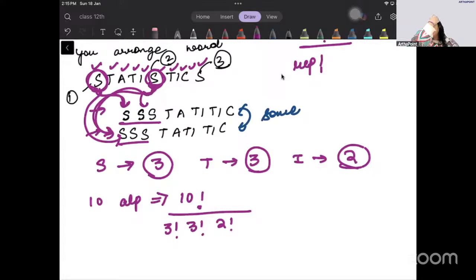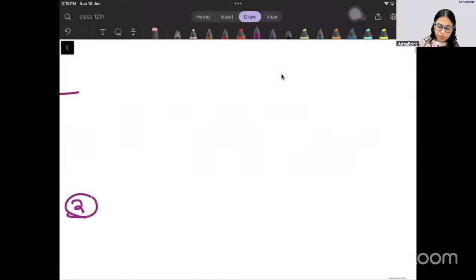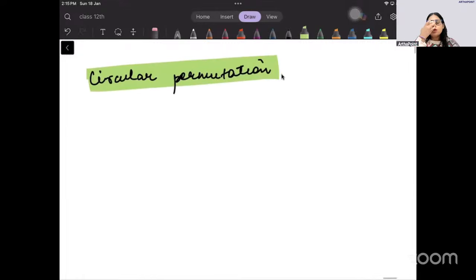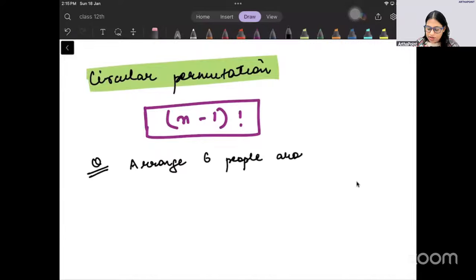Now the next thing that we can look at here will be circular permutation. When we talk about arrangement around a circle, the formula is n minus 1 factorial. Meaning, suppose the question says arrange 6 people around a circular table.